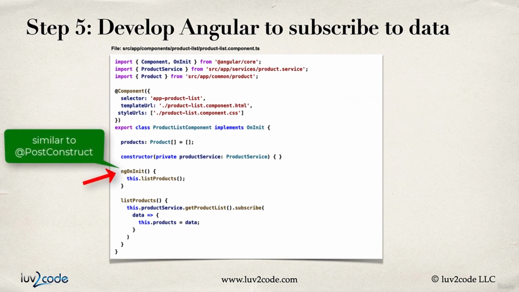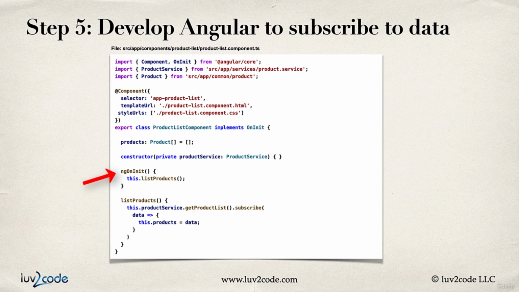And then we make use of the ngOnInit. So this is like a post construct. This is called once the given component has been initialized. We call this.listProducts. And then the real work happens here in this listProducts method. So here we say this.productService.getProductList().subscribe.